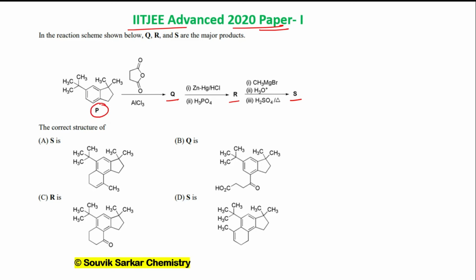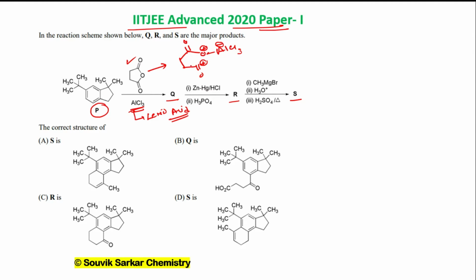So here we have P, which is a cyclic compound, the benzene ring, and it is reacting with the cyclic anhydride in presence of AlCl3, and AlCl3 is a Lewis acid. And when this cyclic anhydride reacts with Lewis acid, it will form the corresponding acyl cation. So it will form C double bond O, C double bond O. It will form this corresponding acyl cation.